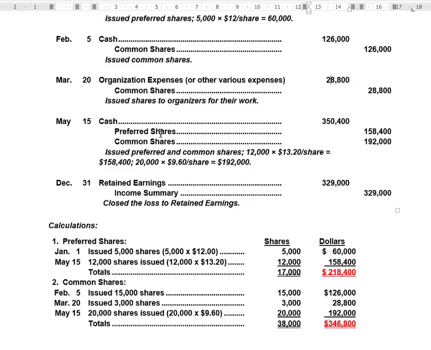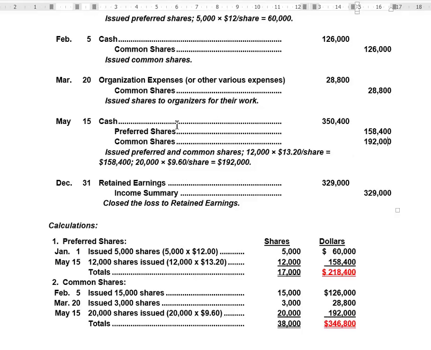Now we are going to look at our May 15th transaction. And at that date, what happened? Well, we issued not only preferred, but also common shares. So our shares were issued sort of in a bundle to the investors. And what did we issue? We issued preferred shares, 12,000 of them at $13.20 a share. So our preferred share equity increased, so we credit that account for $158,400. And we also credit our common shares because we're issuing more equity, but by how much? The number of common shares we issued times the market value of those shares, $9.60, for $192,000.